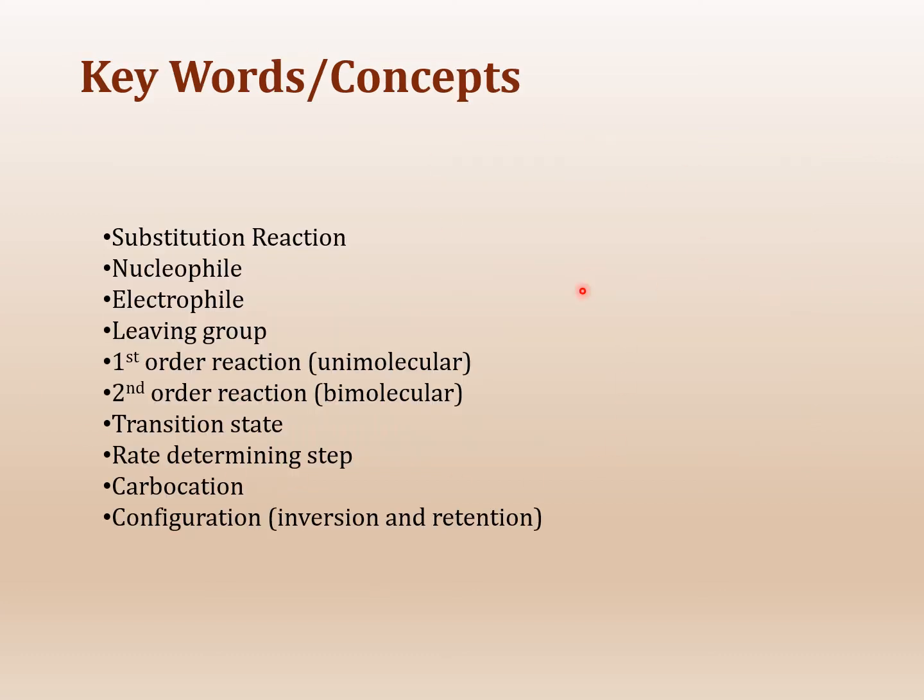So in this one, I hope you learned a little bit about the substitution reactions, what a nucleophile is, what the electrophile is. Nucleophile is negative, electrophile is the positive center, leaving group is what's going to go away. First order is unimolecular and second order is bimolecular. Then we talked about transition states, 1 for SN2 and 2 to 3 for SN1. Then we have the rate determining step, which is the slowest step, for all the reactions. And then we talked about carbocation, and carbocation is in SN1, not in SN2. And finally, we also talked about the configurations, inversion of configuration or retention of configuration.